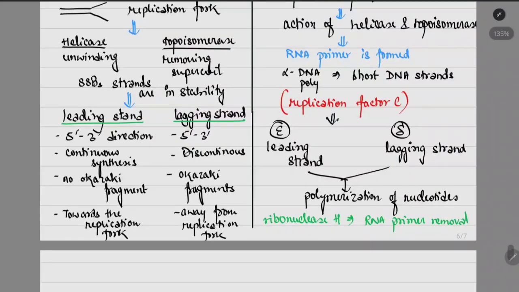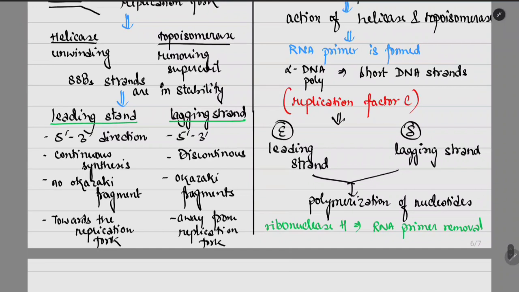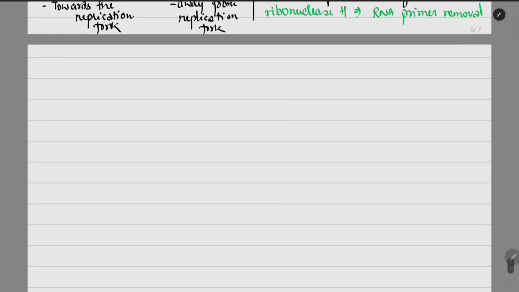Now the next topic is the repair. After the replication, there can be different alterations or different mistakes in the replication process. These need to be repaired, or else they will lead to some kind of mutation. So the next topic is the repair.